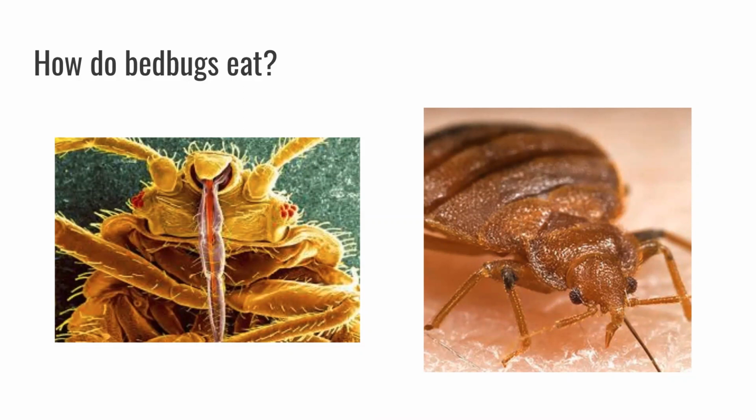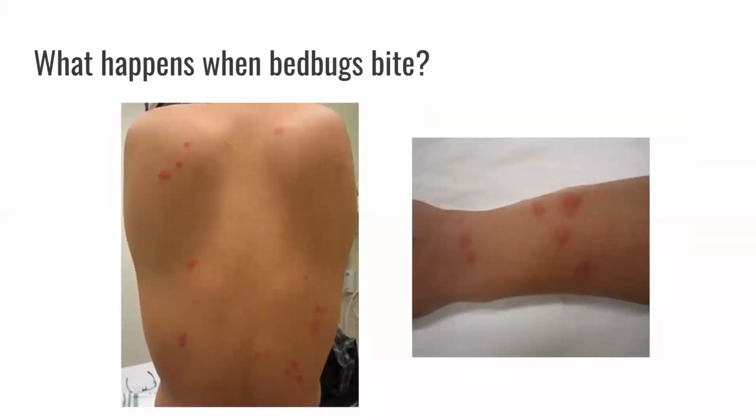Let's see. So here's a good picture of what happens when they do bite. Sometimes people don't have anything that happens to their skin. They don't have a reaction to it at all. And sometimes they get small flat spots, or some people even get blisters with really, really itchy spots. And that all depends on your own immune system. And the bites can be in a line a lot of times on the body.